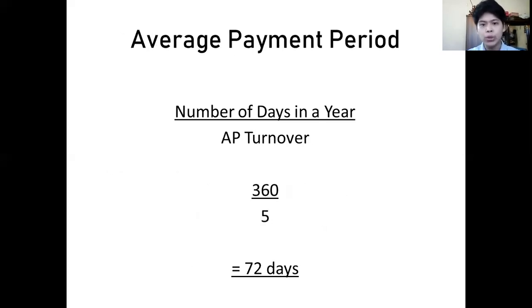Average payment period. So, again, kung nakikita nyo, may relationship na naman siya. Number of days in a year divided by accounts payable turnover. 360 days divided by 5, so 72 days. Ano yung interpretation ng 72 days? It takes you 72 days from the time of purchase until the day of payment. Okay, so from purchase to payment, it takes you 72 days.